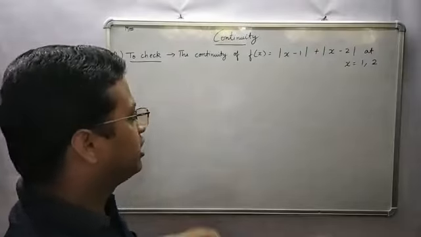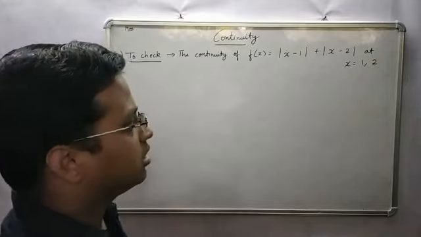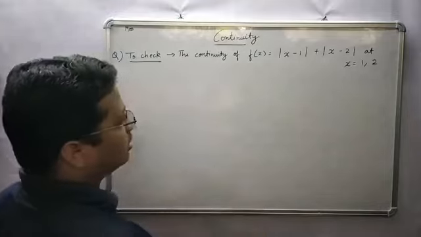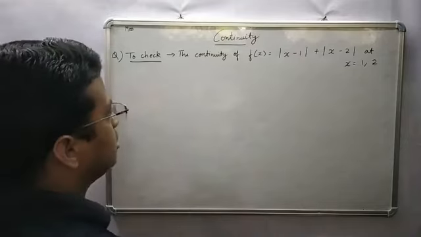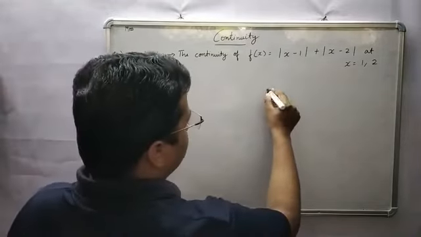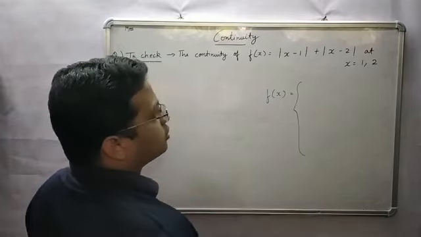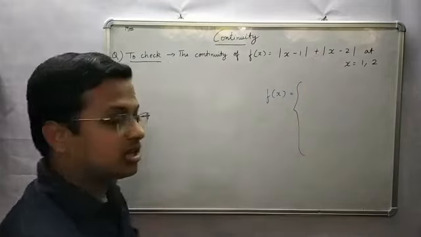Okay, now let us proceed to the next question, which is somewhat similar to what we did earlier. Now we have to check the continuity of the given function at two different points. So before we start, we have to first write the function in a different form. So here you can see that we have 2 points, 1 and 2, which are critical.